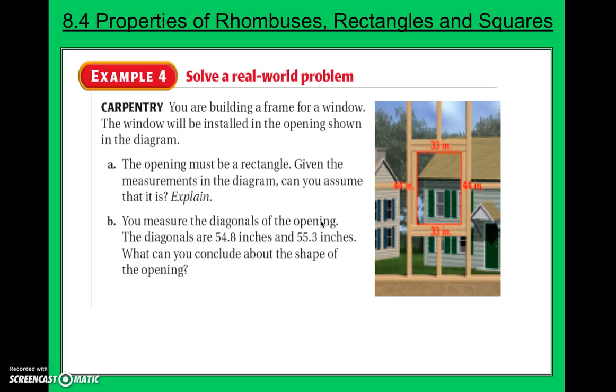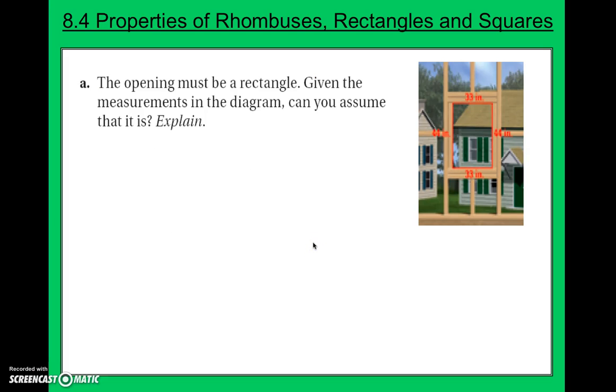Okay, let's take a minute to apply some of this knowledge that we've gained into a real-world problem. You're building a frame for a window. The window will be installed in the opening shown in the diagram. The opening must be a rectangle. Given the measurements in the diagram, can you assume that it is? Explain. Okay, so I'm going to flip to the next slide where we just look at A. So you're going to notice in this picture, it's a little bit blurry, but this is 44 inches, 44 inches, 33 inches, and 33 inches.